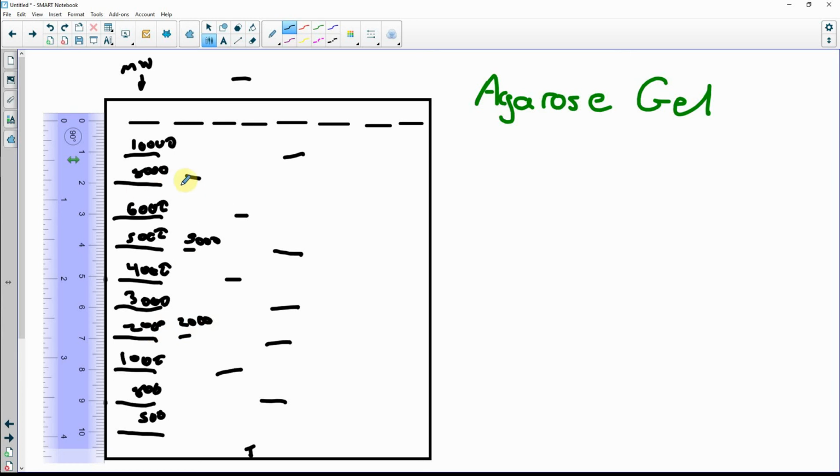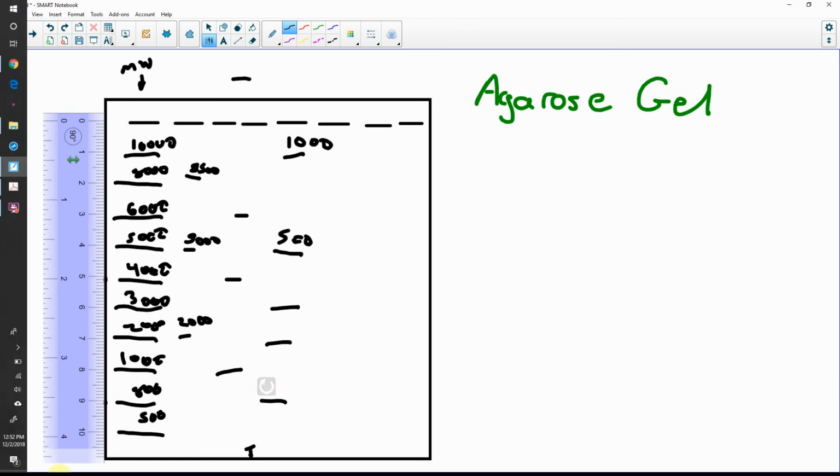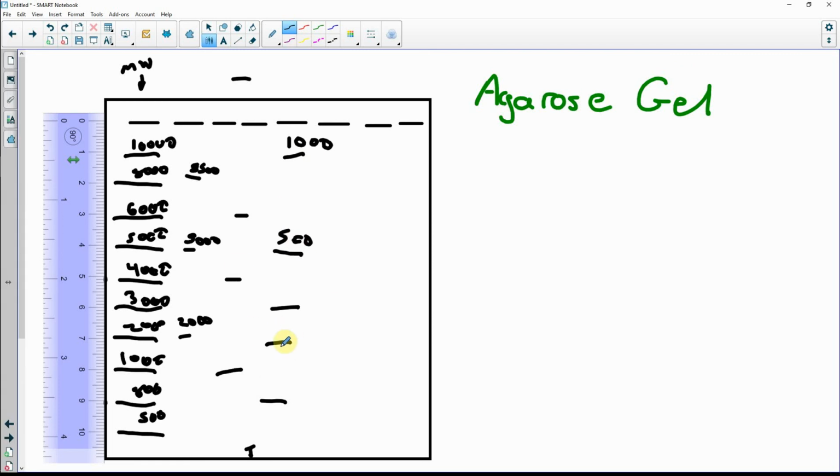This one is a little bit more than 8,000, but it's way less than 10,000, so this might be 8,500 bases. This guy lines up with 10,000, so that is 10,000 bases. This one lines up with 5,000. So I hope you're getting the idea that we can do a quick and dirty look at a gel and identify how big the base sequences are. So that's what the gel does.